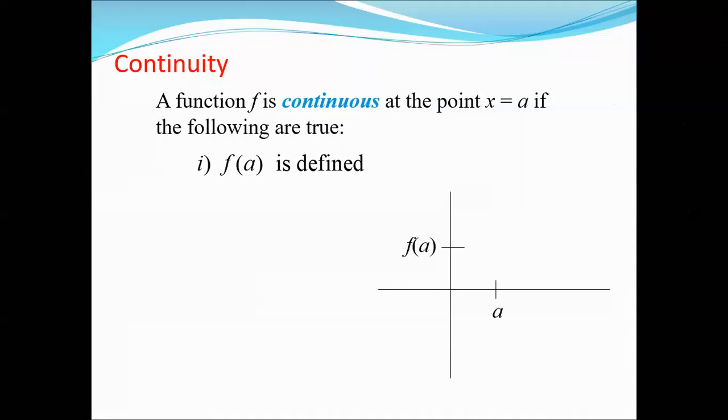So for 1 by x squared at 0, the function is not defined, but we can find a limit in the neighborhood of that point. So the must condition is that f(a) is defined, that is, the function must be defined at a. Then the limit as x tends to a of f(x) exists. Exists means both the left hand limit and right hand limit have a finite value.